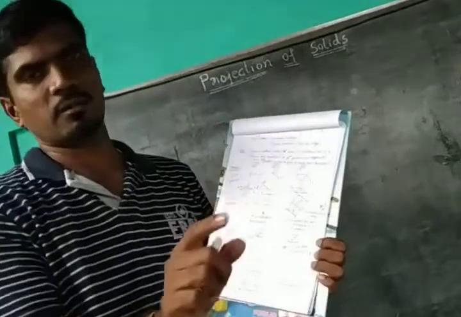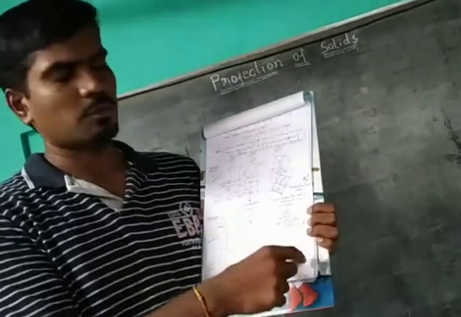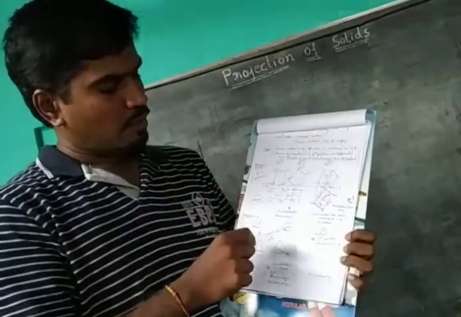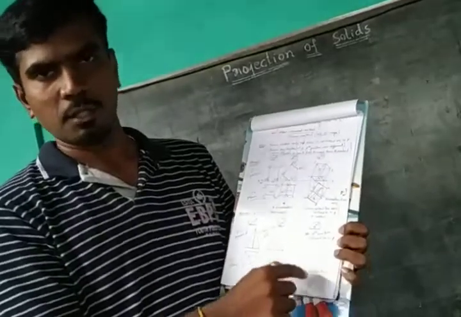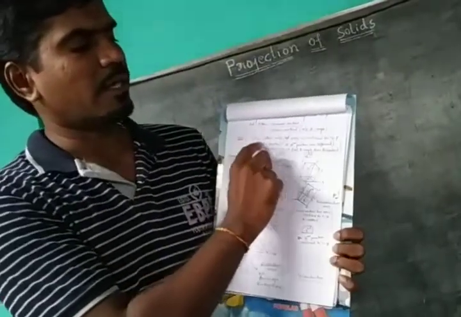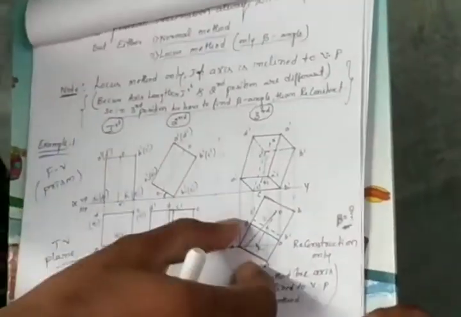In the locus method, it is always the beta angle only, because there is no alpha. The alpha angle comes when resting on VP, but here it is resting on HP, so we have to go with the beta angle. So when the solid or pyramid is given with the axis inclination for the third position, and in the third position also the same axis inclination is given for VP, then we have to go with the locus method. But if in the third position axis inclination is not there, and instead of axis inclination they give an edge inclination, then we have to go with the normal method.